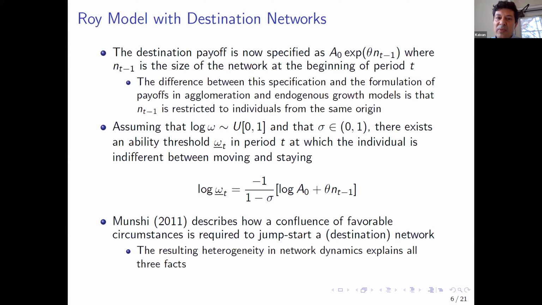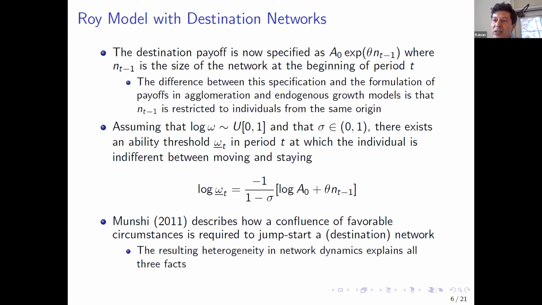Okay, now let's assume that log omega is distributed uniformly on the unit interval, and that the sigma parameter now is less than 1. This implies that there's going to be an ability threshold omega bar in period t, at which the individual is indifferent between moving and staying. Individuals with ability above omega bar will move, and those below omega bar will stay. And you can derive a very simple expression for omega bar. And notice here, as A0 increases and as n_{t-1} increases, omega bar goes down, the threshold decreases.